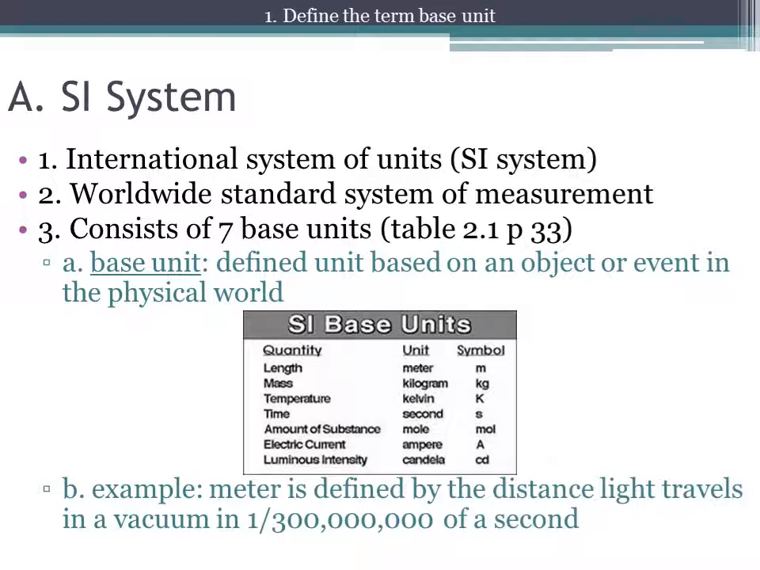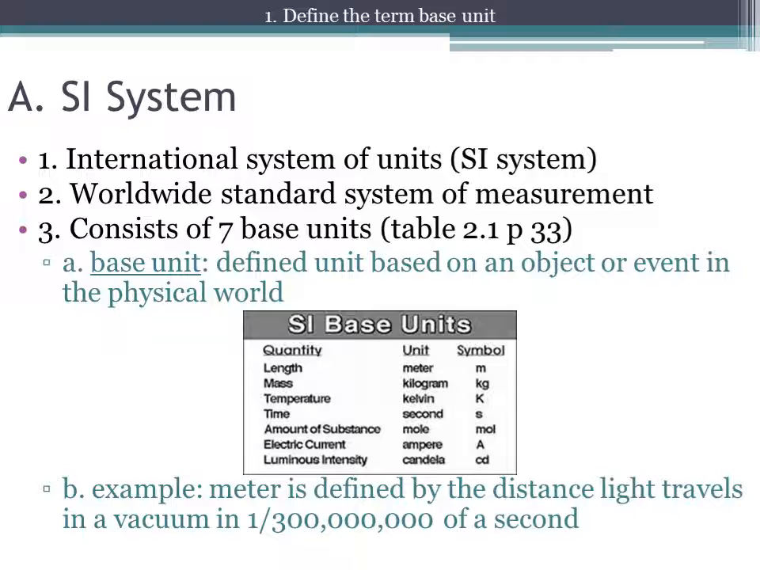Well, here's an example. The meter, notice the meter is the base unit in the SI system for length. It is defined, meaning we determine how long a meter is, based on the distance that light travels in a vacuum in about 1/300 millionth of a second. It's actually slightly less than that, 1/299 millionth, 800 something thousandth. I don't remember what it is off the top of my head.